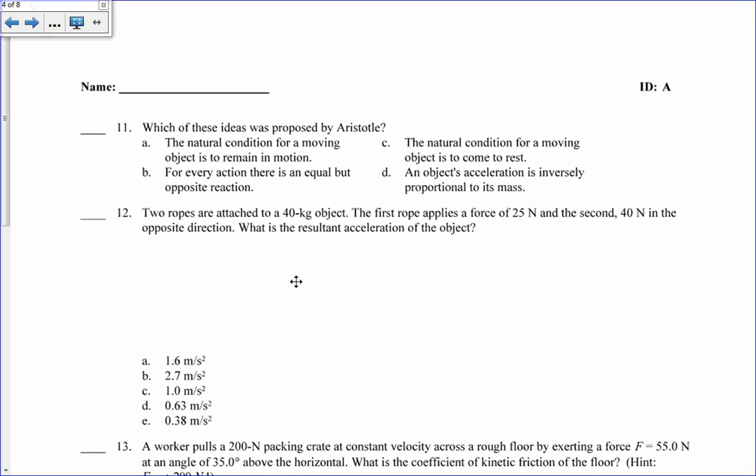Which of these ideas was proposed by Aristotle? The natural condition for a moving object is to remain in motion. All right, that's not true. Newton actually said that. For every action, there is an equal but opposite reaction. Again, Newton's third law. The natural condition for a moving object is to come to rest. All right, C is the correct answer, and D is Newton's second law. So this was the first law, third law, second law, and C was Aristotle's thoughts about the thing.